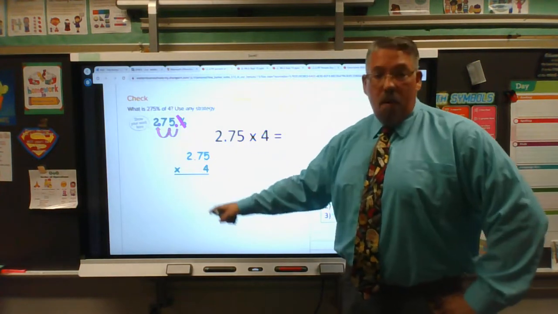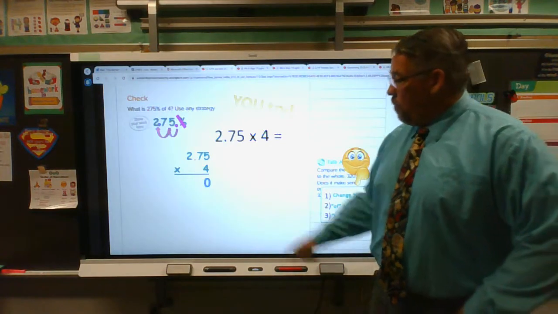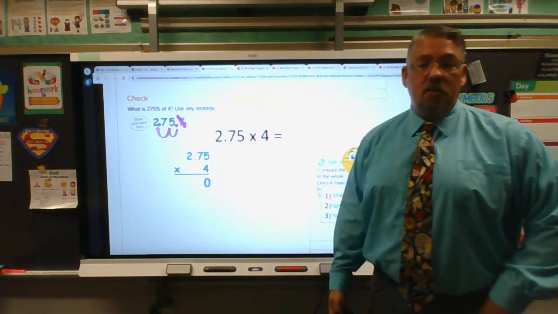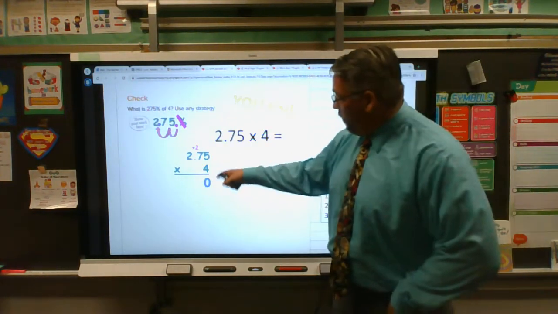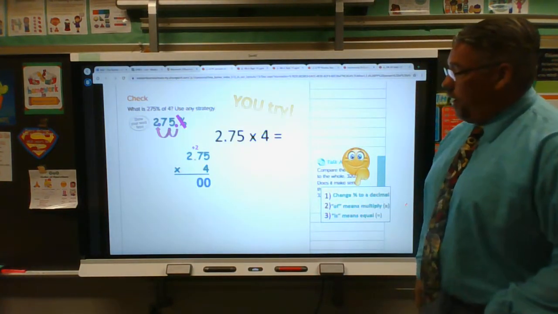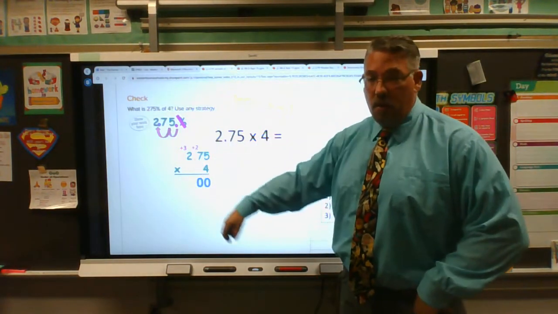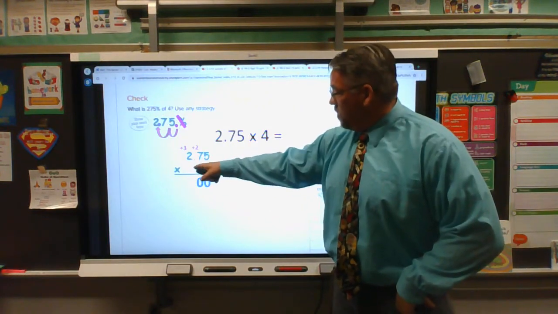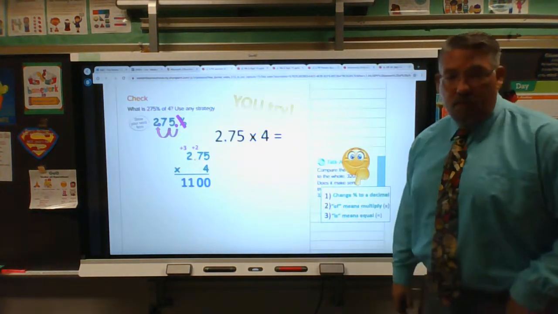So I multiply by my 4. 4 times 5 is 20. I put down my 0 and I carry my addition of 2. Then I have 4 times 7, which is 28, plus 2, which is 30. I carry my addition of 3. And then 4 times 2, which is 8, plus 3 gives me 11.